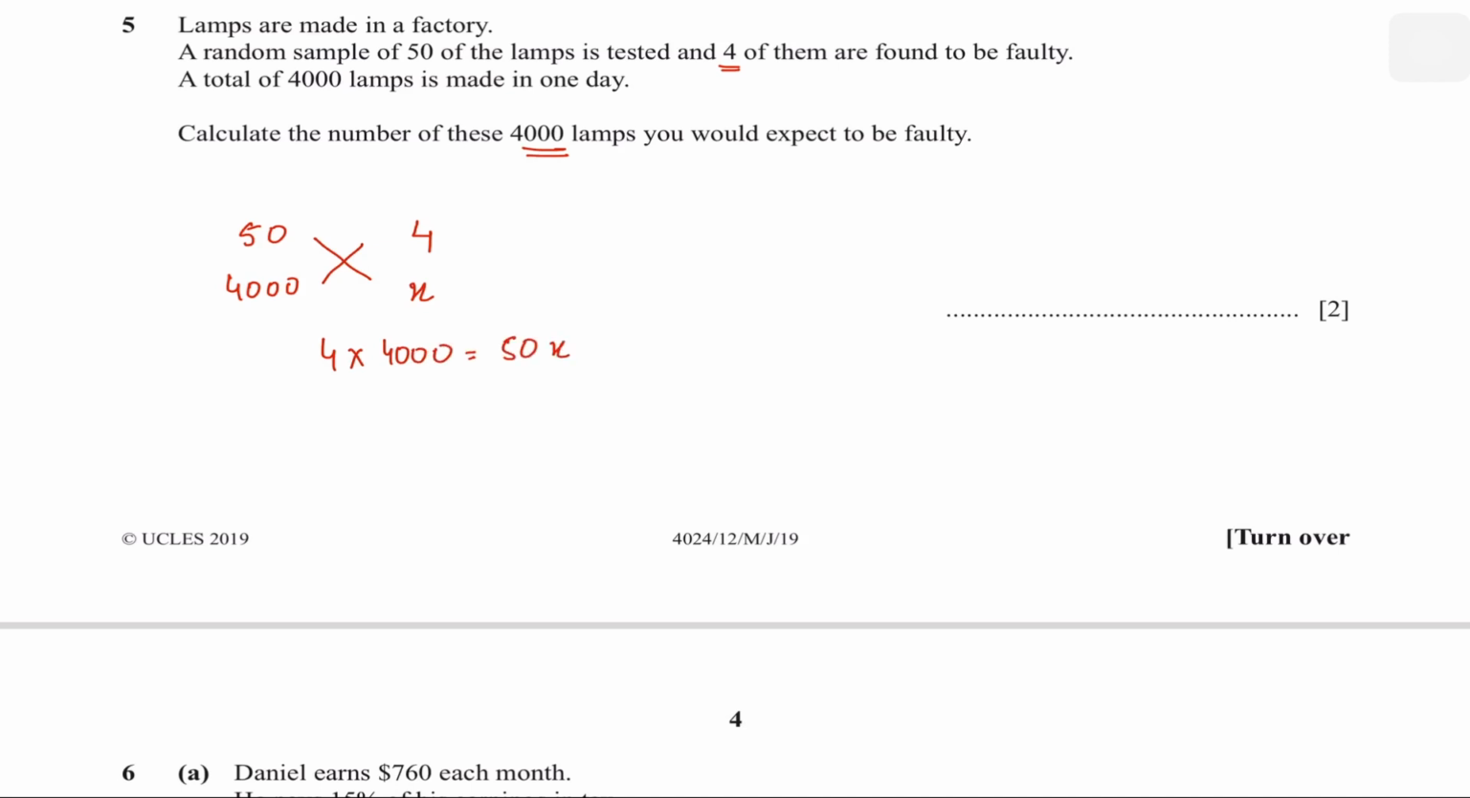Before calculating the value of x, let's just simplify. So the two zeros get cancelled out. 4 times 400 is going to give us 1600, and bringing 5 on the left hand side means we're going to divide 1600 by 5. So 1600 divided by 5 equals x. Let's simplify this. 5 ones are 5, 5 threes are 15, 1 carry, 5 twos are 10, and 0 carried forward. So 320 are expected to be faulty if 4,000 lamps are made in one day.